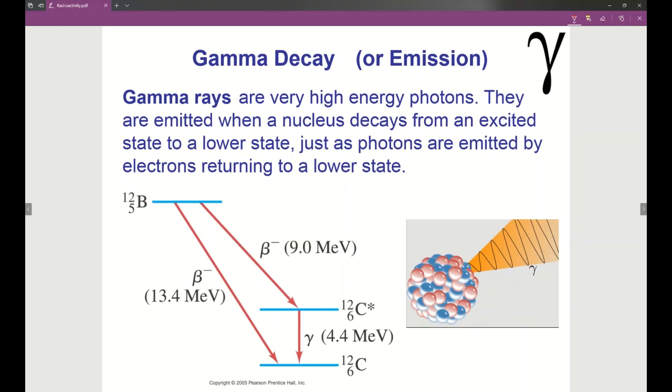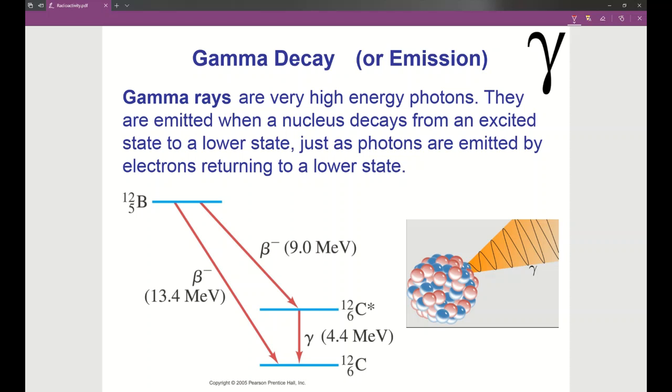Lastly, we're going to talk about gamma decay. It's also known as gamma emission for reasons that will become obvious. Gamma rays are very high energy photons, or light particles. They are emitted when a nucleus decays from an excited state to a lower state. So here we see on a diagram over here.